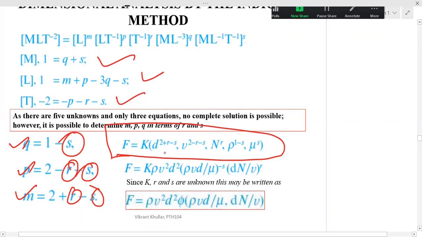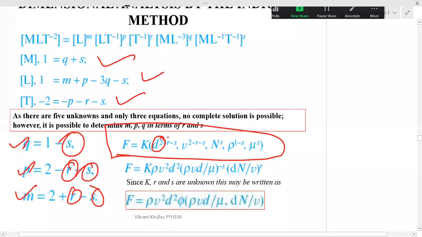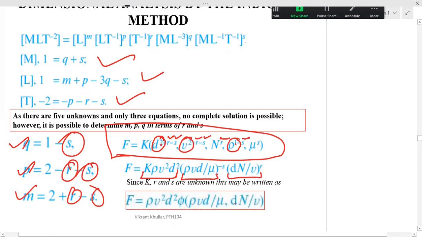Now, what do you know? You can take out what is known to you. You don't know R, you don't know S. But you know that this is known 1 value, this is known 2 value, this is known 2 value. So you have taken out all other terms here. And this is like this.